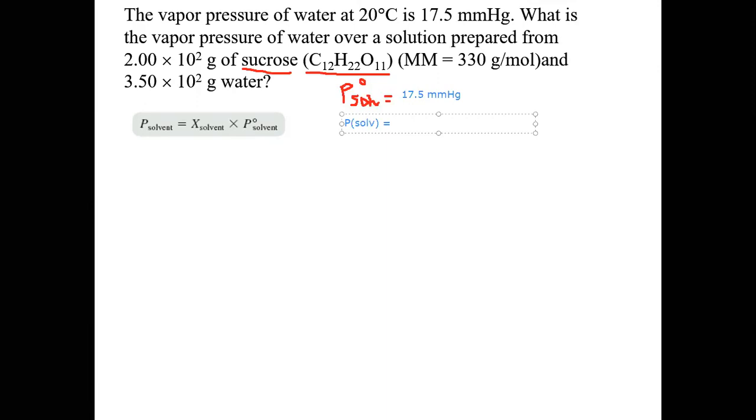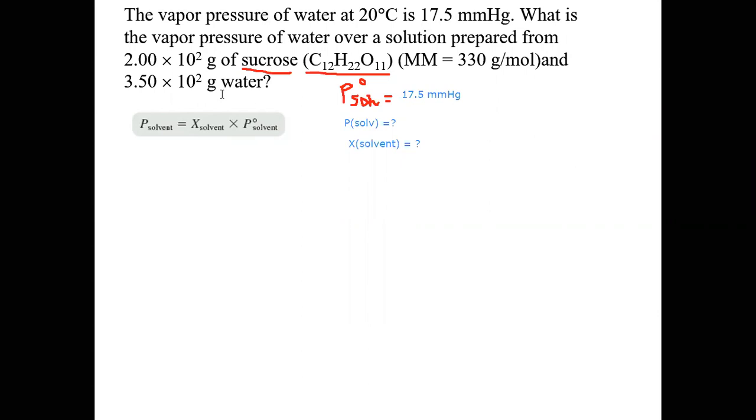So this is what we're looking for. What's the vapor pressure of the solvent after we add 200 grams of sucrose? In order to do that, we need to know the mole fraction of solvent. And once we know the mole fraction of solvent, we know what the vapor pressure of the pure solvent is, so we can find the vapor pressure of the solvent in the mixture.